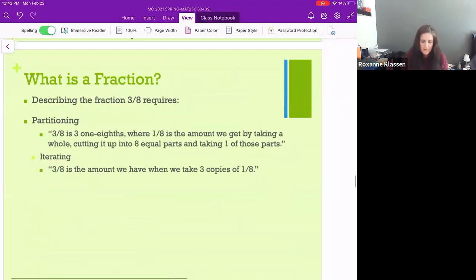And when we describe 3/8, we could say partitioning, where 3/8 is 3 of 1/8, where 1/8 is the amount we get by taking a whole, cutting it up into 8 equal parts, and taking one of those parts. Or we can think of it as iterating instead of partitioning. And we could say 3/8 is the amount we have when we take 3 copies of 1/8. So are we splitting things up, or are we copying, or are we doing a combination of both of these? So partitioning and iterating are important ideas in fractions. Okay.